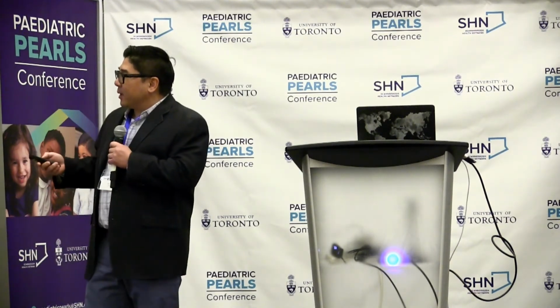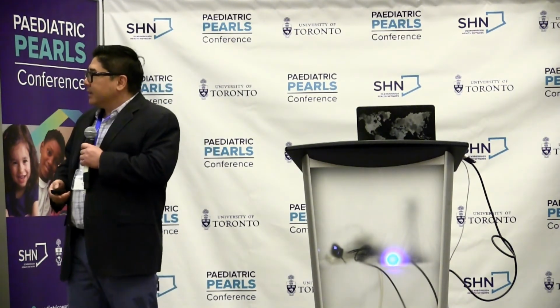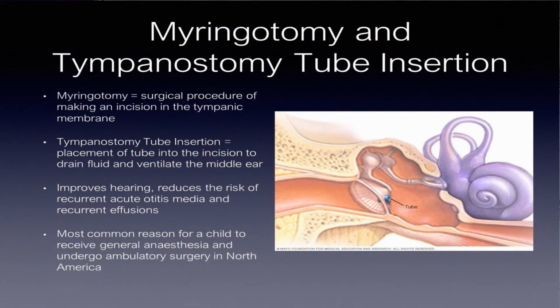So surgical treatment for Eustachian tube dysfunction is myringotomy and tympanostomy tube insertion. This is where we make an incision into the eardrum and insert a ventilating tube into the incision to drain the fluid and ventilate the middle ear. Once the tube goes in, it stays in for about 1 to 2 years and then eventually falls out on its own. The purpose is to improve the hearing, reduce risk of recurrent acute otitis media and recurrent effusions.